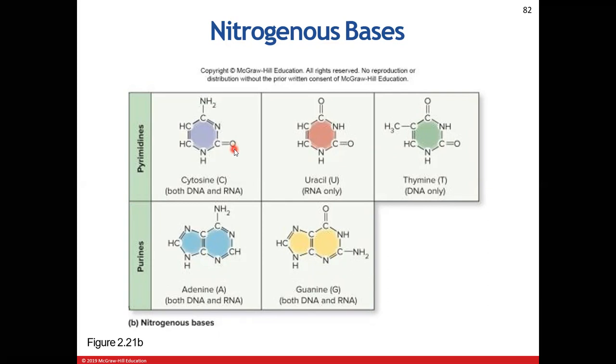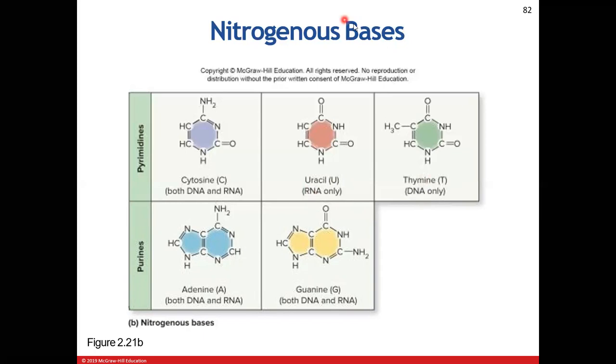Now, when we look at the locations of all of these, the purines are going to be found in both DNA and RNA, okay? When we look at the pyrimidines, cytosine is found in both DNA and RNA. But when we look at uracil and thymine, there are some differences. Uracil is going to be found in RNA only. Thymine is going to be found in DNA only.